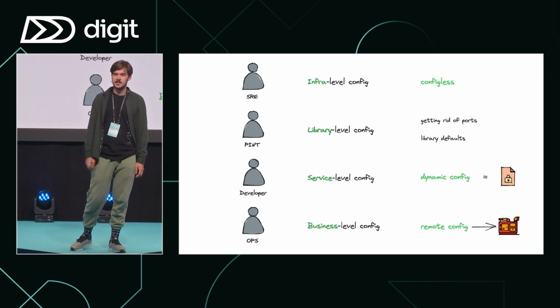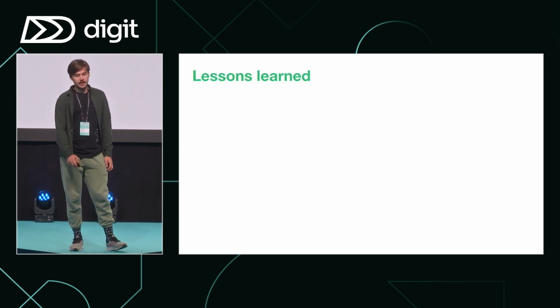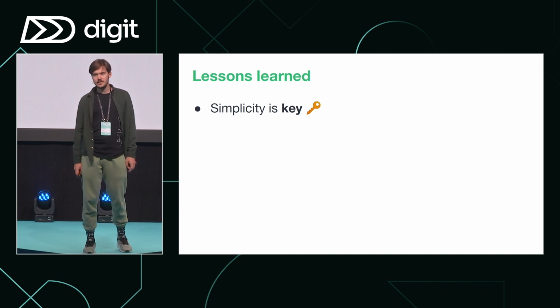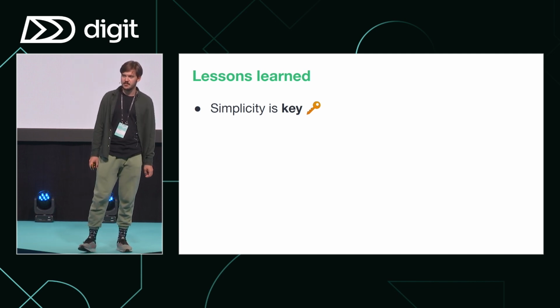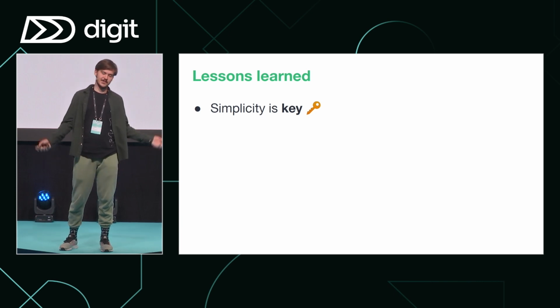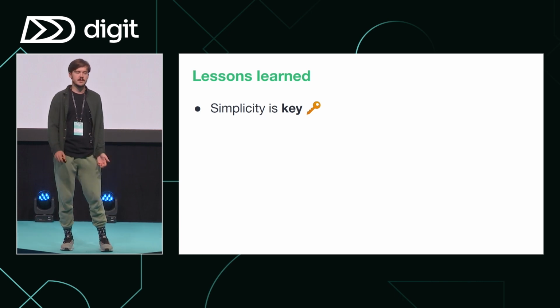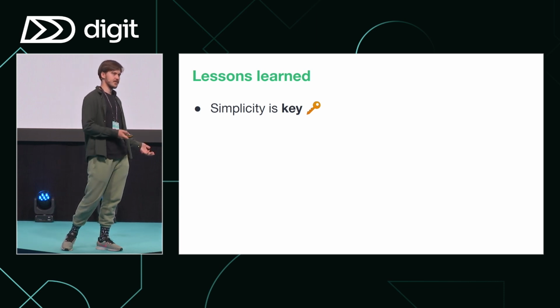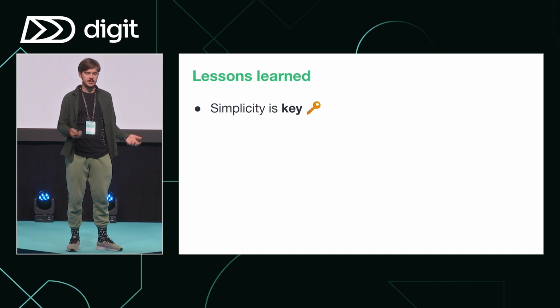So what have we actually learned from all of that? Well, the first thing we learned is that simplicity is key. And while that may sound like an inspirational Jason Statham quote, it is kind of true. One good example is secrets. In secrets, we did it once, and we didn't really have to touch it much since then.